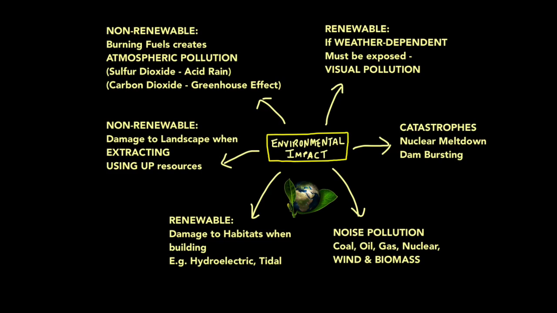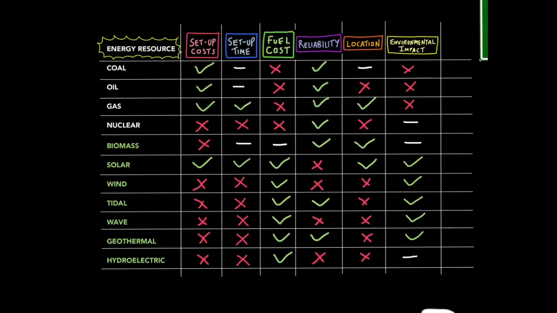And finally, and perhaps less significantly, noise pollution. The following types of power stations are very noisy: coal, oil, gas, nuclear, wind, and biomass. So I've pigeonholed these ones quite crudely, but there is some justification here. In my opinion, those which release harmful gases into our environment are the most damaging.